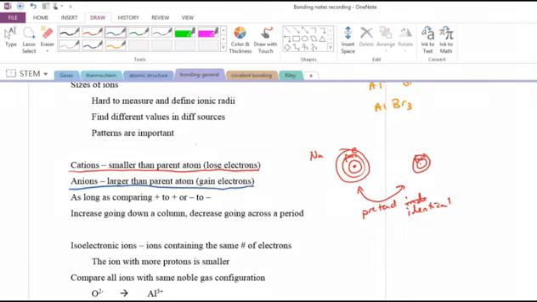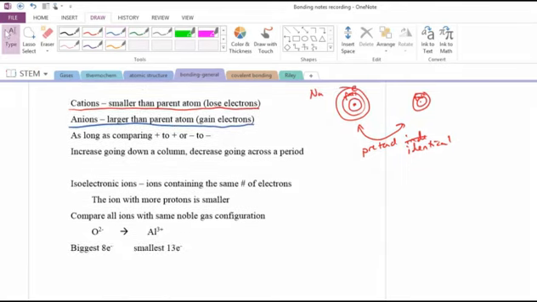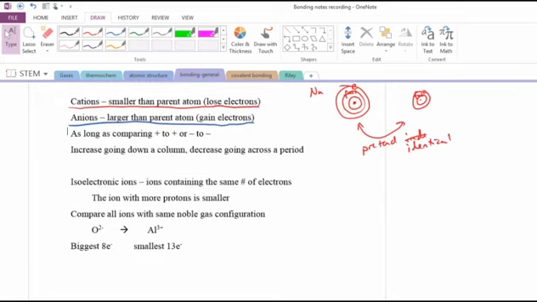So the anion is larger because of gaining electrons. So we have the same number of protons now trying to attract more electrons. Now, as long as we are comparing two pluses to each other or two minuses to each other, it's going to increase when it goes down a column, because of more energy levels, and decrease going across a period because of increased nuclear charge.